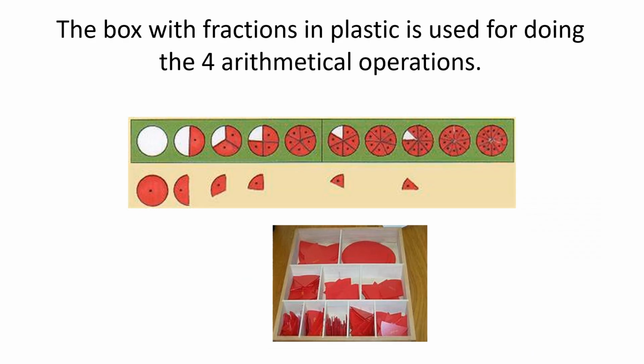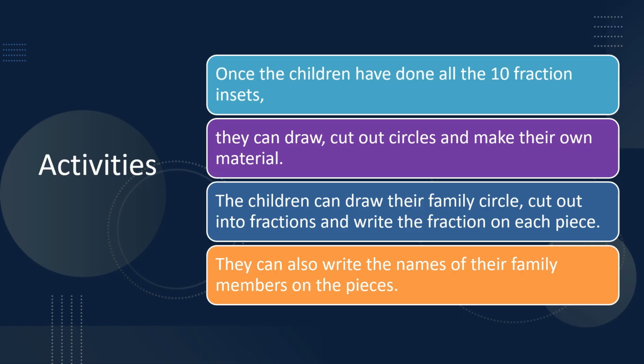Box with fractions in plastic is used for doing the 4 arithmetical operations. Activities. Once the children have done all the 10 fraction insets, they can draw, cut out circles and make their own material. The children can draw their family circle, cut out into fractions and write the fraction on each piece. They can also write the names of their family members on the pieces.